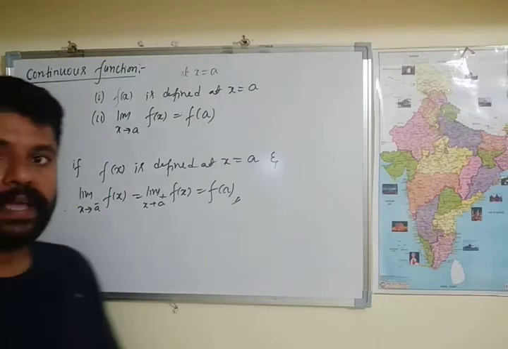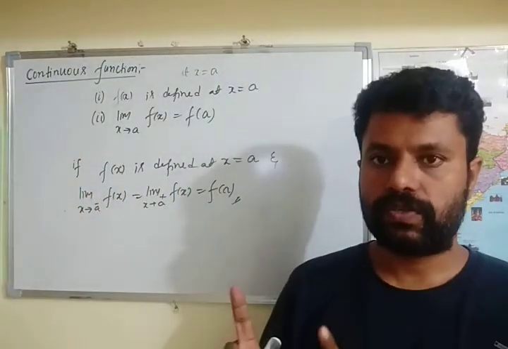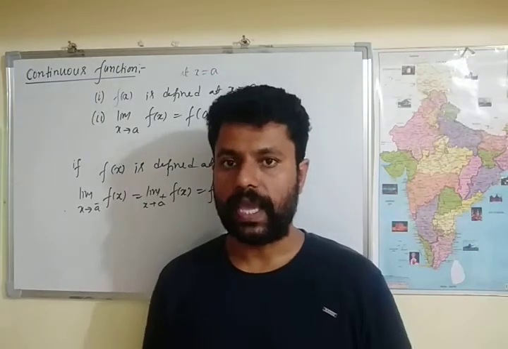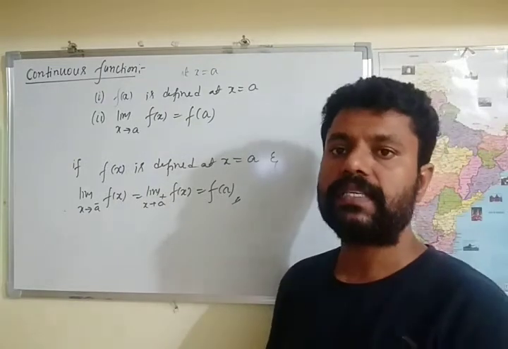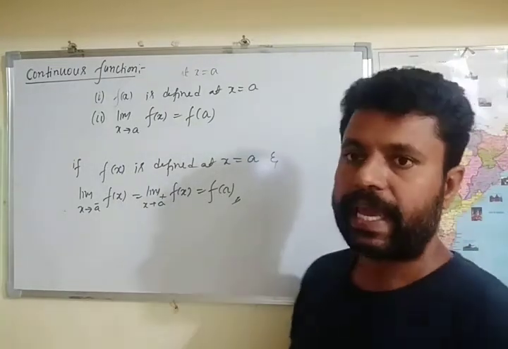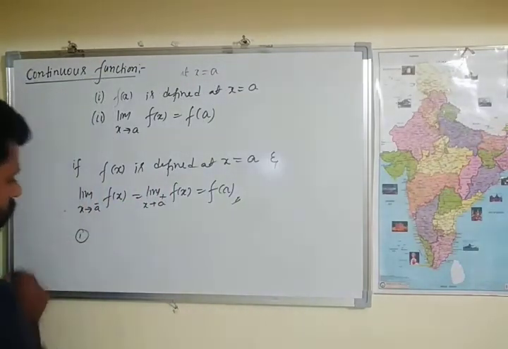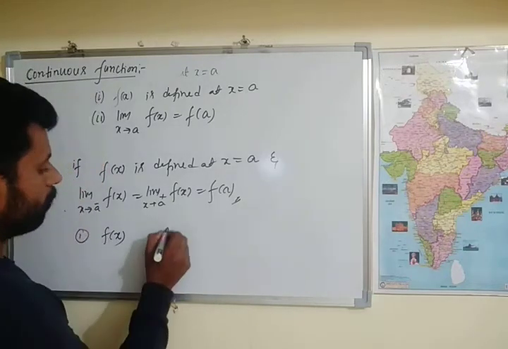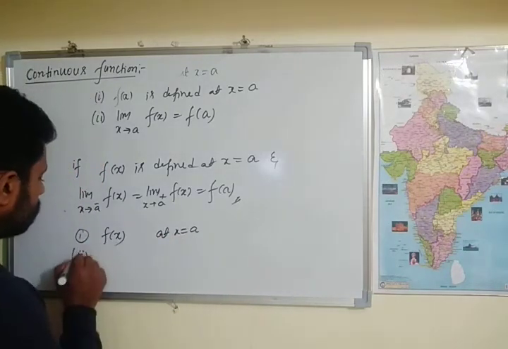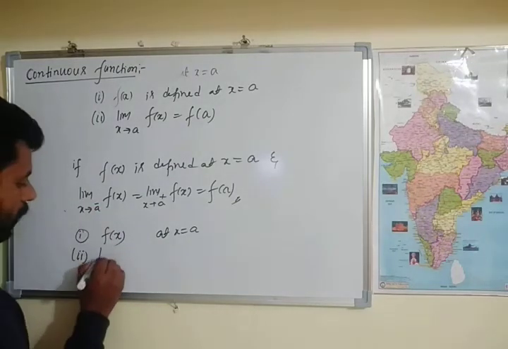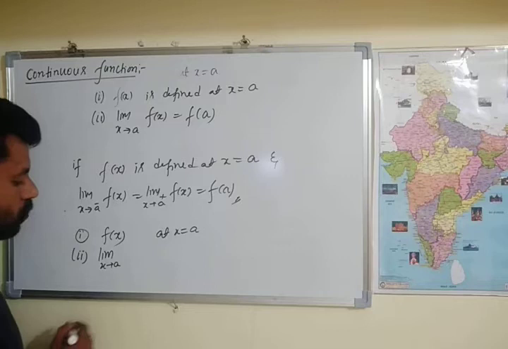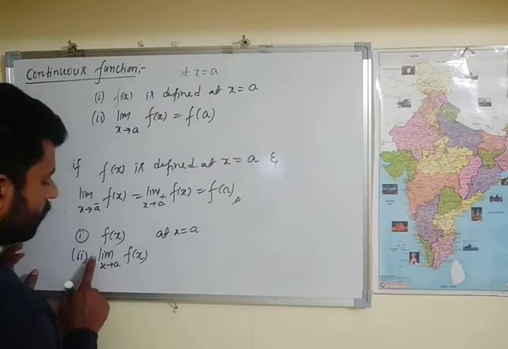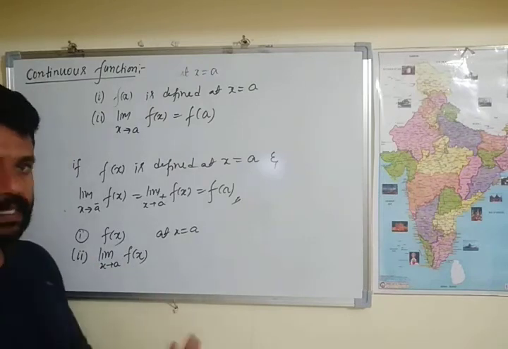Suppose the function f of x is not continuous at x is equal to a, we say the function is discontinuous at x is equal to a. When the function is discontinuous, here arise few cases. See, first one, f of x is not defined at x is equal to a. Second one, limit x tends to a, f of x does not exist.